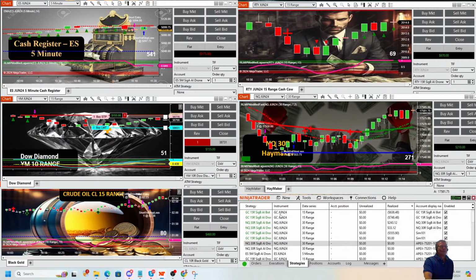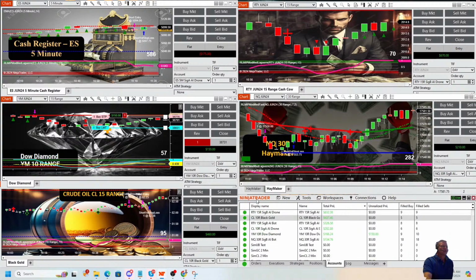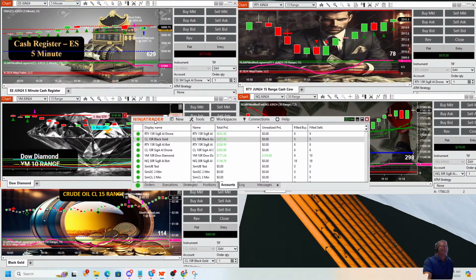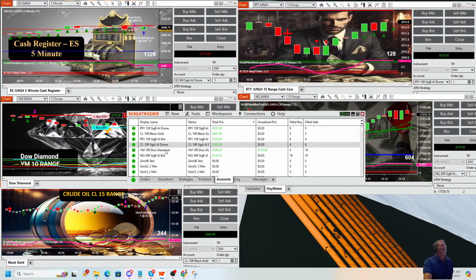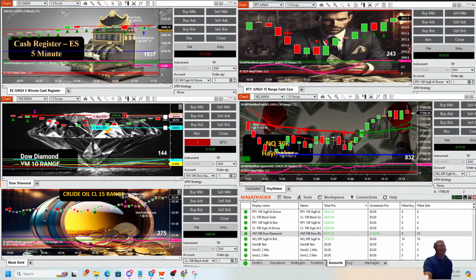All right, so just a quick look back at our profitable strategies today. We had the Russell was up 630, crude oil 437. Another Russell signal B. These are both signal Bs. One's the bot and one's the drone. Crude oil, another signal A. So it's really the Russell signal B and the crude signal A. And then the Dow Diamonds and the 30 range signal B had some nice trades. The Dow Diamond, you could see that trade is still alive right here.